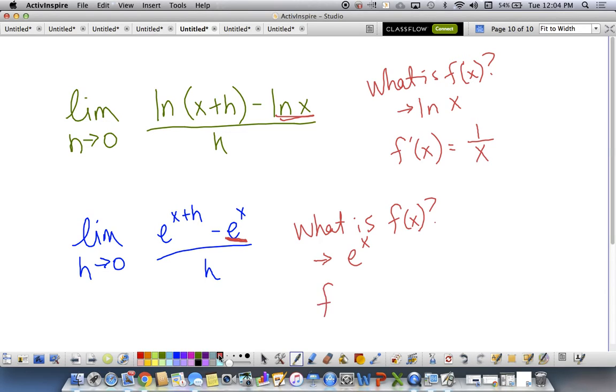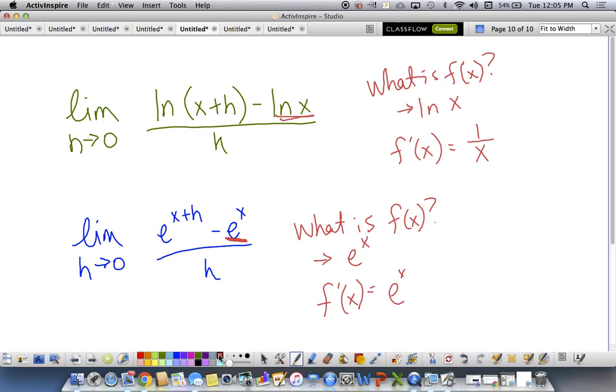So what is the derivative of our f of x? What's the derivative of e to the x? E to the x. Yes, the derivative of e to the x is e to the x. It's the same number.